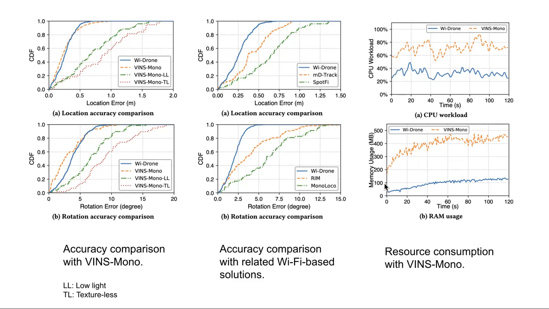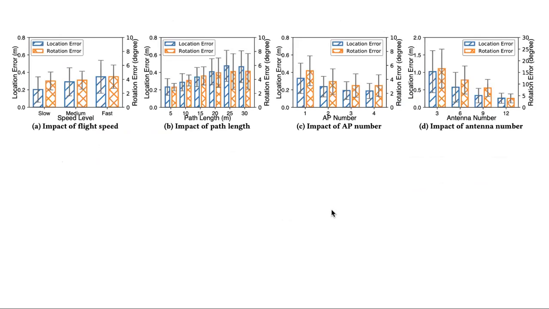For RAM usage, WiDrone's memory usage is less than 50, while VINS-Mono goes up to 140 megabytes. For WiDrone, it's just over 40 megabytes. Which makes sense. Again, WiDrone's signals are much smaller, so the computation to compute WiDrone is much lower than vision.